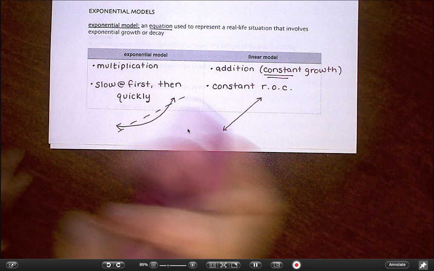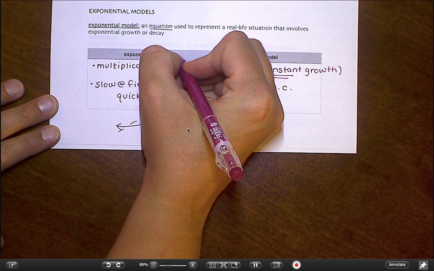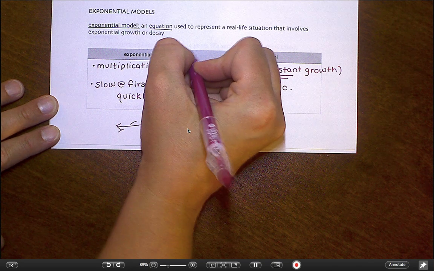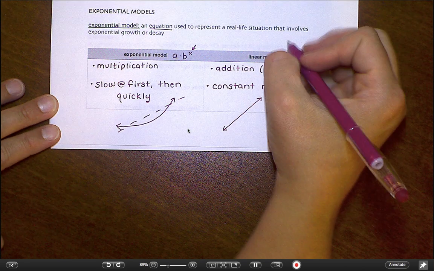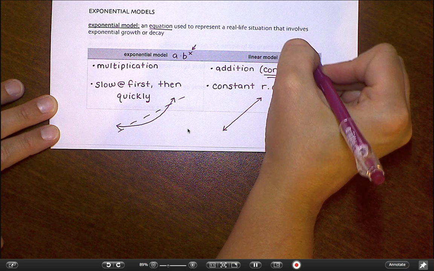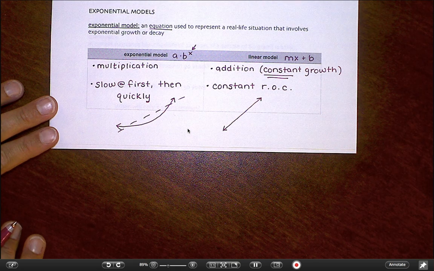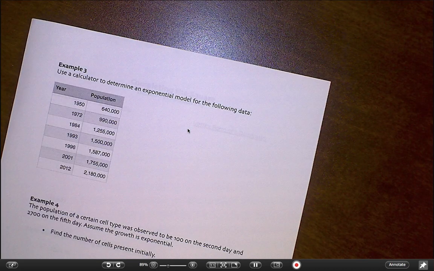Okay, exponential models also, I should probably throw in here, have that form a times b to the x. And notice the x is up in the exponent here. That's what makes it exponential. Linear models are that mx plus b form that you're used to. Okay, so let's move on to doing some actual exponential modeling here.